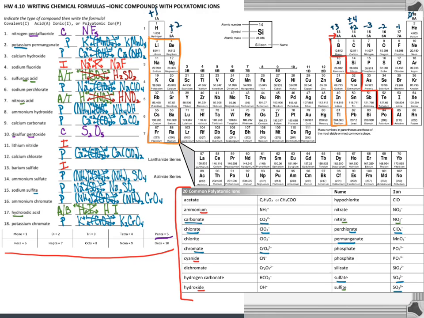Have lithium nitride. Lithium's in group 1, +1. Nitrogen is in group 15, so it has a charge of -3. I'm going to cross these. My formula is Li3N.